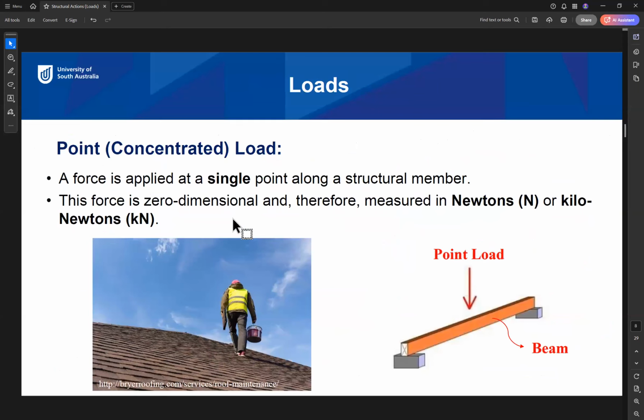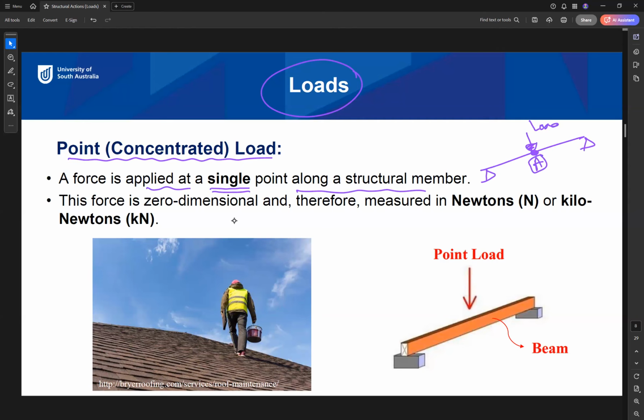Okay, so now we have revised the concepts of density and unit weight, and now we can revise the concept of loads. We have actually three forms of load. The load can be a point load or concentrated load. What is meant by concentrated load? Concentrated load means a force that is applied at a single point along the structure member. For example, if we have a beam, the load will be applied only on this point, at point A, for example.